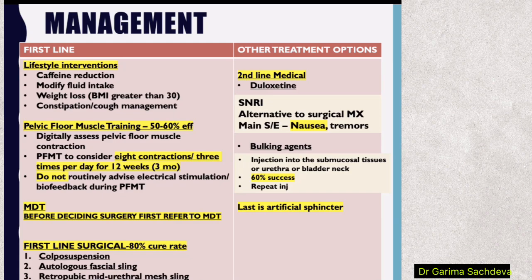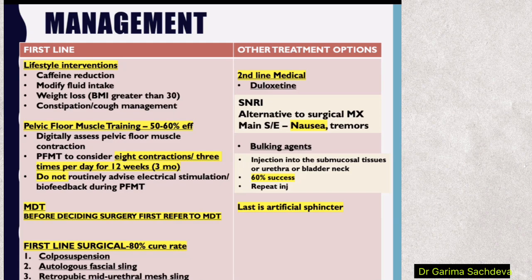So in case, the first line would be this only. Suppose she has not improved. You have given a trial of PFMT for 3 months, and you call them after 3 months. If she has not improved, then first you will refer them to the MDT for deciding on surgery. Then the option is surgery. Surgery has an 80% cure rate.